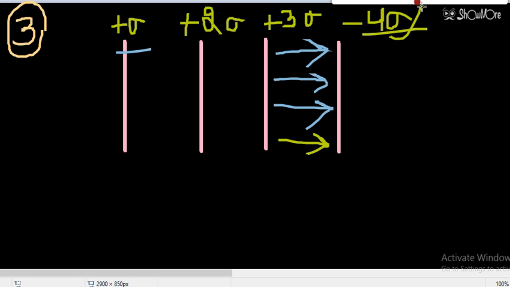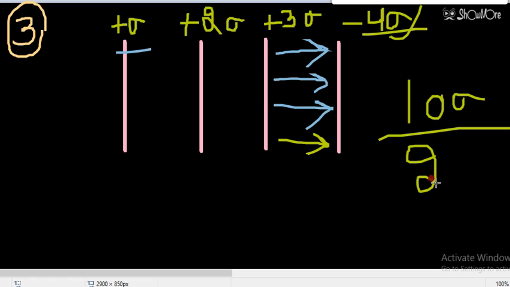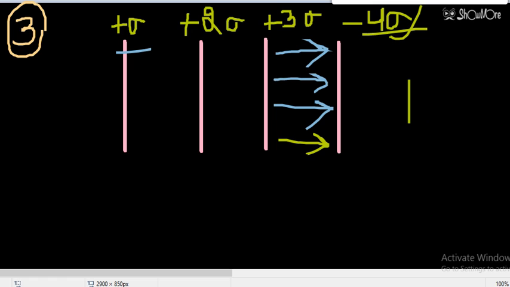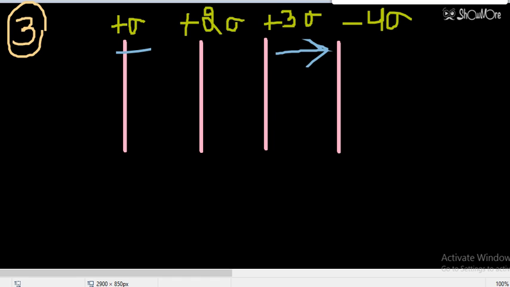So 4 plus 3 is 7, 7 plus 2 is 9, and adding the last one the answer will be 10 sigma by 2 epsilon naught, and this is the region where the electric field is maximum. So a question can be asked in this way also. This question was taking time, that's why I have discussed it at the last. The answer for this fourth region will be 10 sigma by 2 epsilon naught.